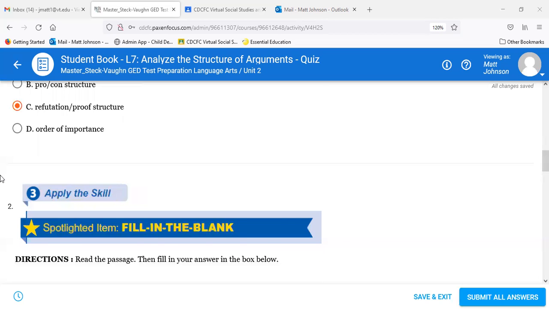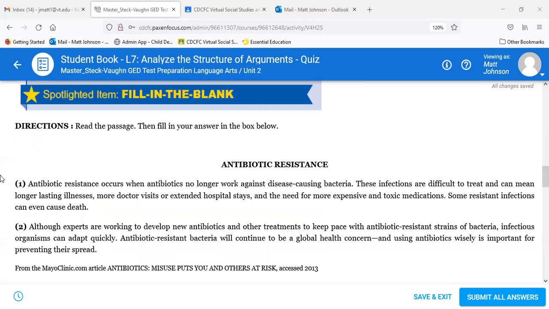Let's see here for number 2. I'll go ahead and read this little passage here. So antibiotic resistance. That's from the mayoclinic.com article, Antibiotics: Misuse puts you and others at risk. Antibiotic resistance occurs when antibiotics no longer work against disease-causing bacteria. These infections are difficult to treat and can mean longer-lasting illnesses, more doctor visits, or extended hospital stays, and the need for more expensive and toxic medications. Some resistant infections can even cause death.